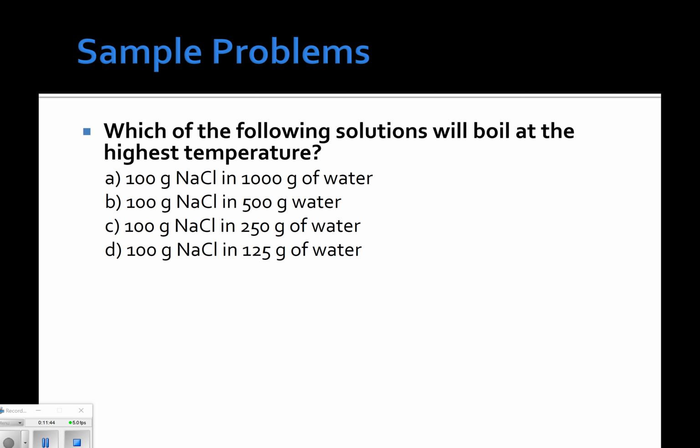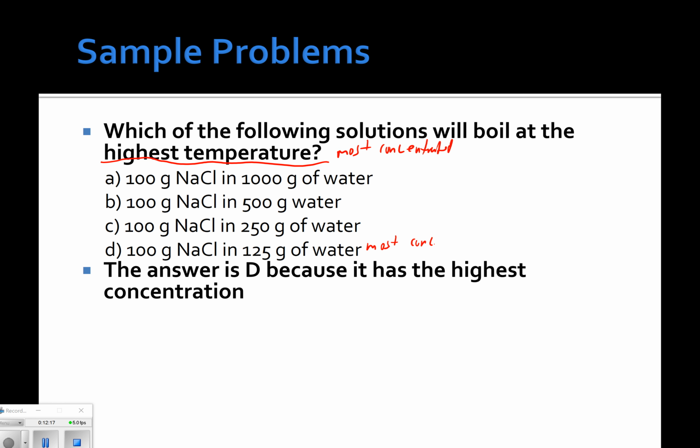So of these four, which of the following solutions will boil at the highest temperature? Well, we want the one to have the highest temperature. We're going to want the one that is most concentrated. That's going to raise our temperature the highest. Now each of these have the same amount of solute, 100 grams, but varying amounts of water. So if we have the same amount of solute in a smaller amount of water, that's going to be most concentrated, and therefore it's going to have the greatest effect on our boiling point.